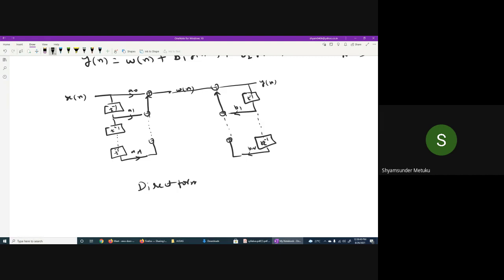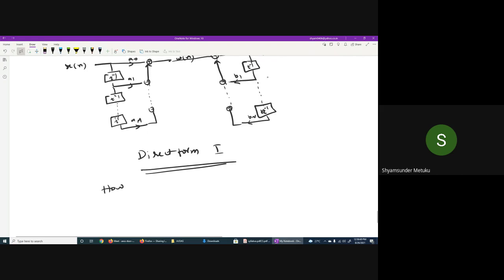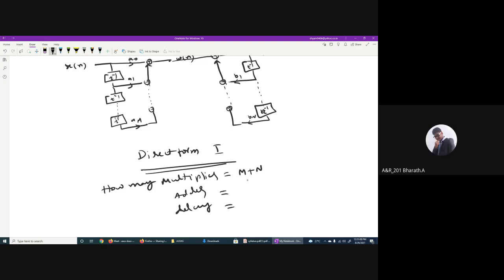Which form is it? Direct form 1. So ultimately, what is the conclusion for the structure: how many multipliers, how many adders, how many delay elements. If you know this, I think that is the final synthesis of your structure. Can you tell how many multipliers? M plus n. Yes. Adders: same, m plus 1 adders, sir? Now, if there are m terms, m minus 1 adders plus n minus 1 adders.